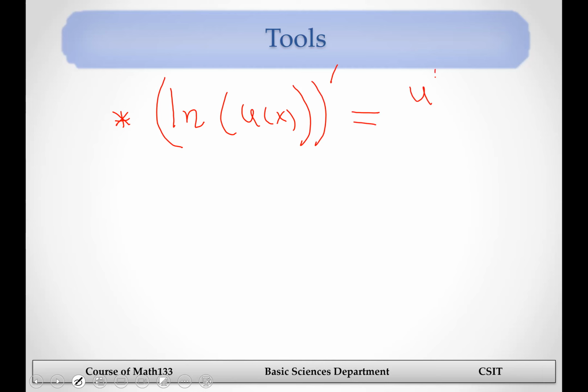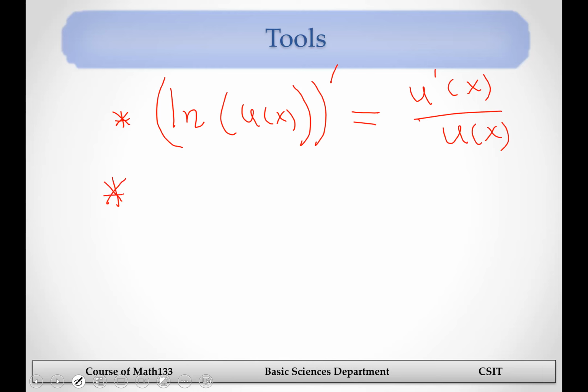The first one is the derivative of ln u of x. When you have a function inside the ln, then the derivative of this function will be u prime over u. We'll use this many times in this section.